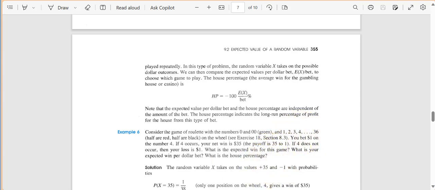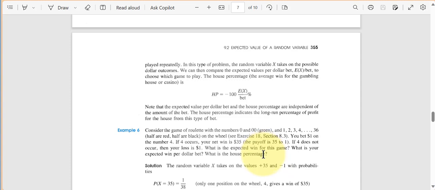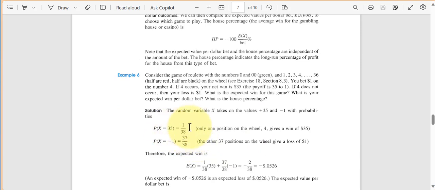And what's the probability that you get minus 1? Well, if the chances of landing on 4 is 1 out of 38, then your chances of not landing on 4 are 37 out of 38. So we have the probability that you get 35 is 1 out of 38, and the probability of losing 1 is 37 out of 38. So now, with those probabilities and these two possible values for the random variable, we can do the calculation of the expected value by taking 35 times its probability and negative 1 times its probability. That's what they do here, and apparently this is it.